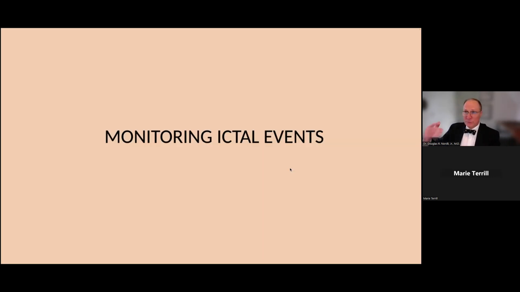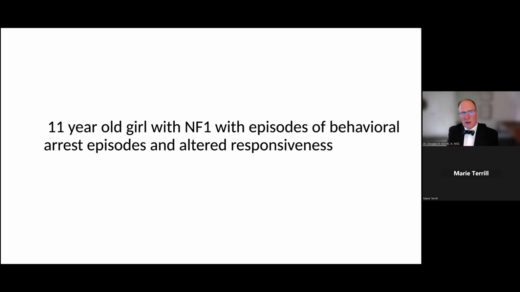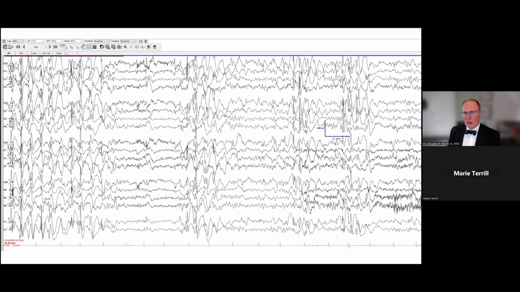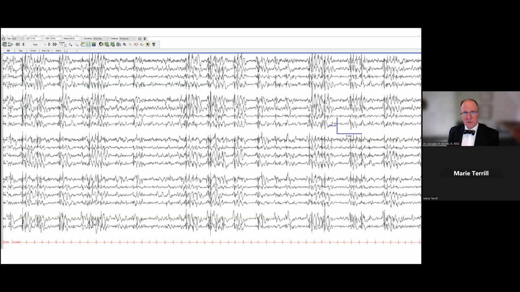Now, in addition to that, you can use trends in the same way you would in terms of monitoring ictal events. And here's a recent patient we have, an 11-year-old girl at UC who has NF1, and she had this prolonged period. She was having episodes of behavioral rest, but she came in with prolonged unresponsiveness. We had this EEG, which was startling to us. And here's another page showing you this. And in brief, she was in non-convulsive status.